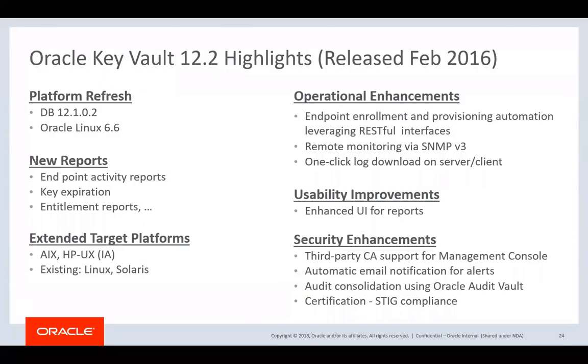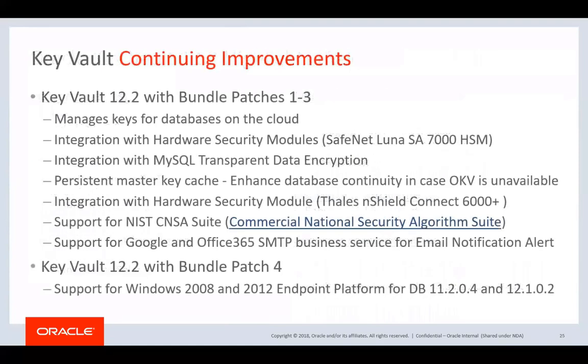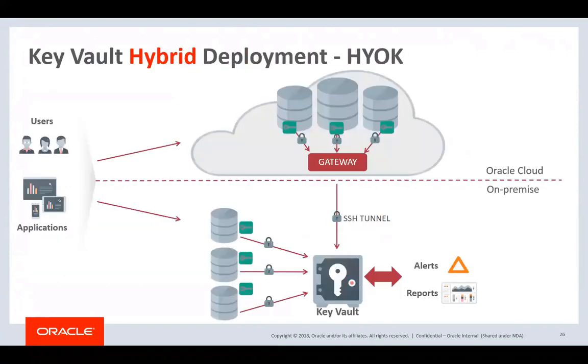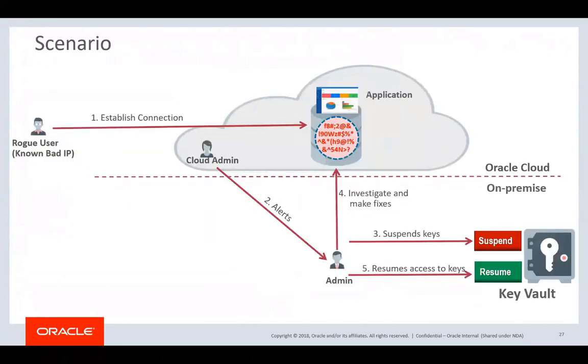So hopefully you're still seeing this. When we first released Key Vault 12.2, I'm not going to start back with 12.1, that was back in February, and we've done a bunch of stuff from 12.1 to 12.2. Then we came out with bundle patches 1 through 3, and in each of those you can see we added in new capabilities. We get to bundle patch 4, we add in new endpoints that we support.